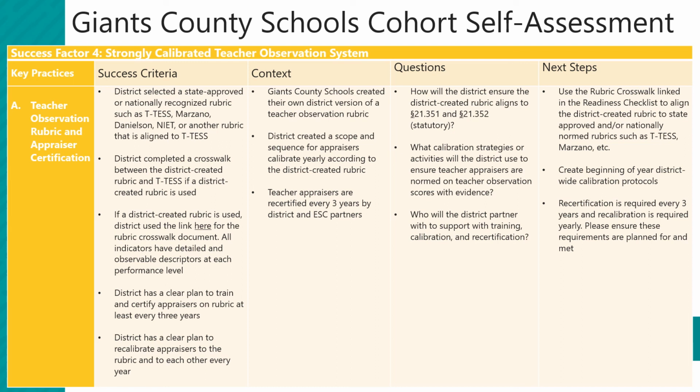For example, Giants County Schools' next step is to use the rubric crosswalk that is linked in the readiness checklist. That way, the district created rubric can align to nationally normed rubrics such as T-TESS. Another next step could be to create beginning of the year district-wide calibration protocols so that we can have some clear strategies and they're normed across stakeholder groups so that everyone is aware of what to expect.